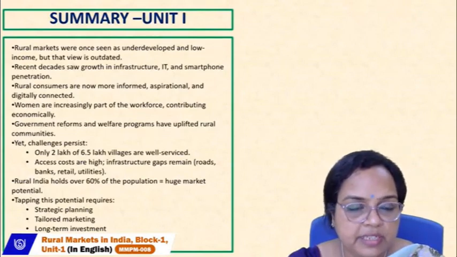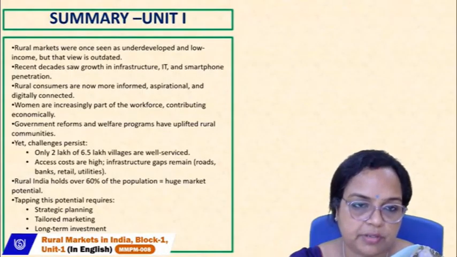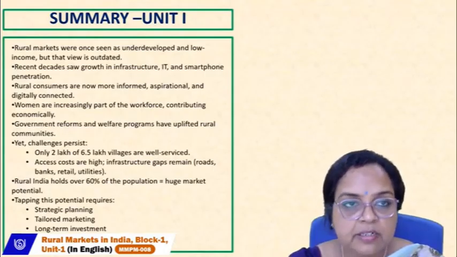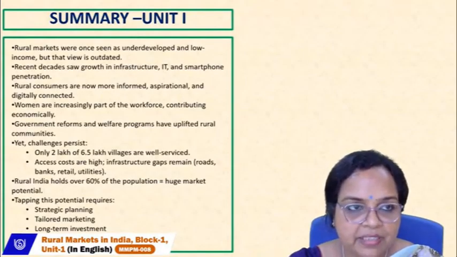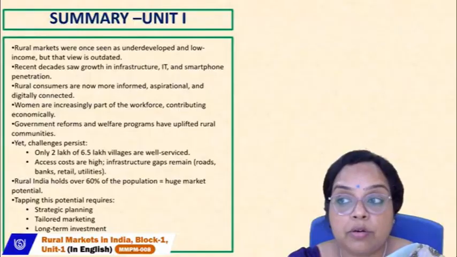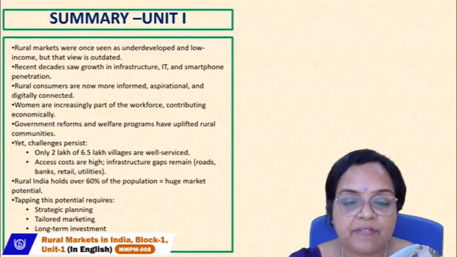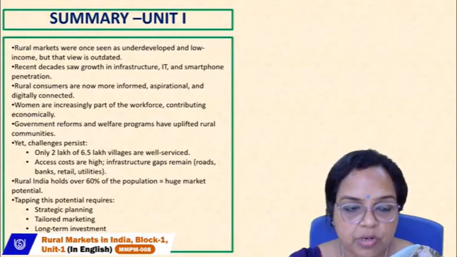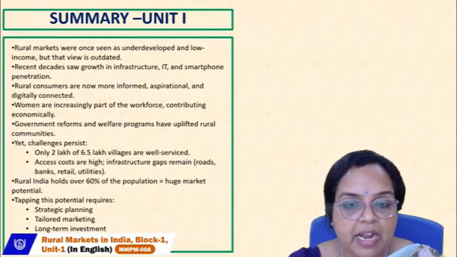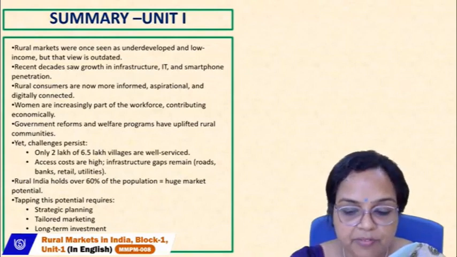Recent decades saw growth in infrastructure, IT, and smartphone penetration. Infrastructure development is also seen there in the rural belt. They are having banks, they are having bridges, ATM outlets, they are having small malls kind of thing. So that growth of infrastructure is also nowadays visible in the rural belt. IT and smartphone penetration is also slowly capturing the market.